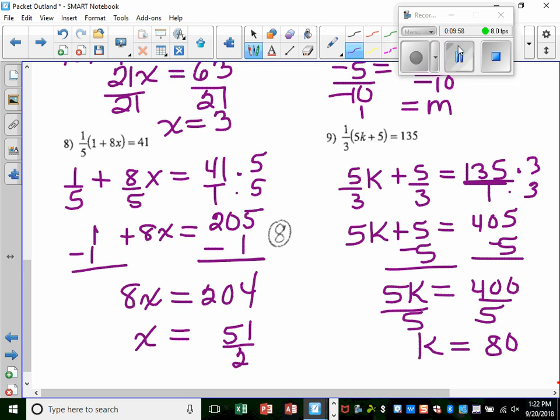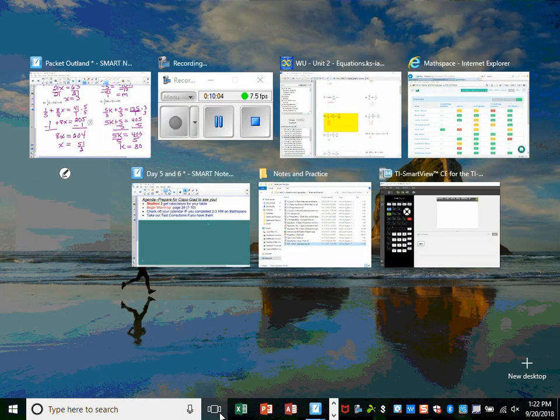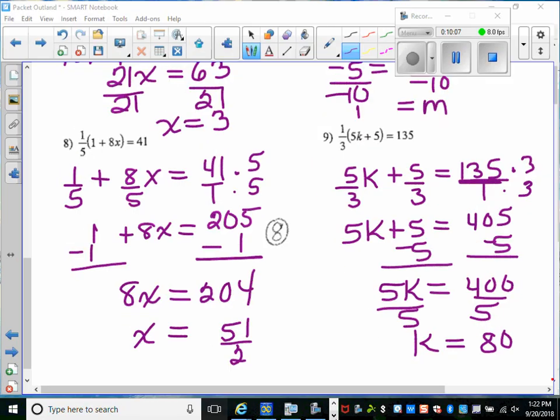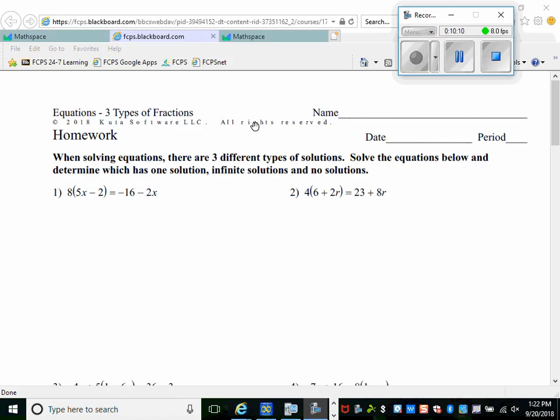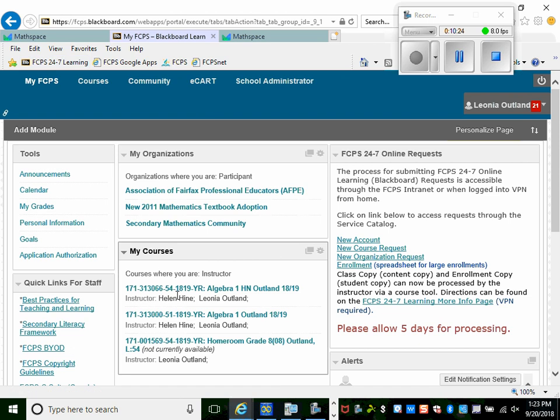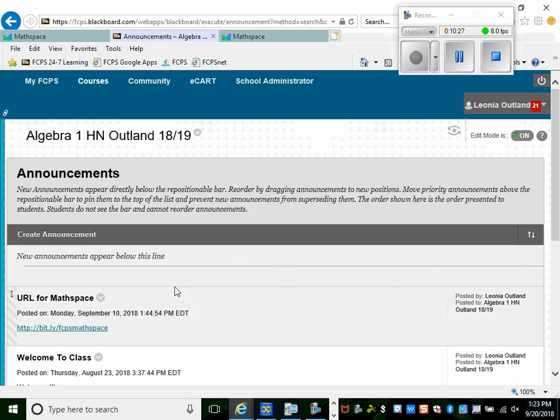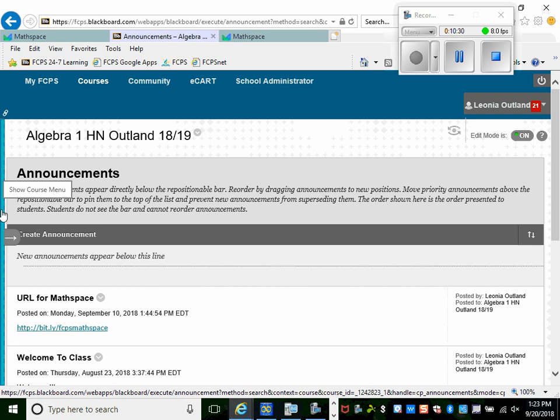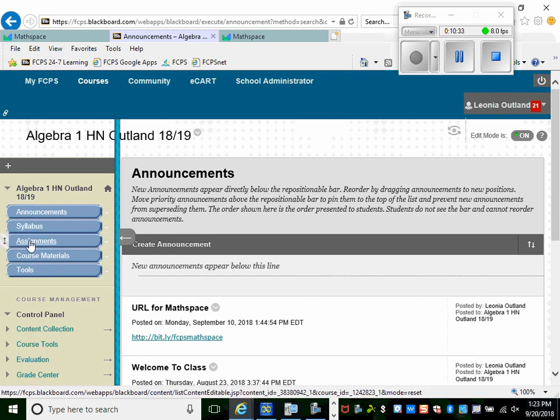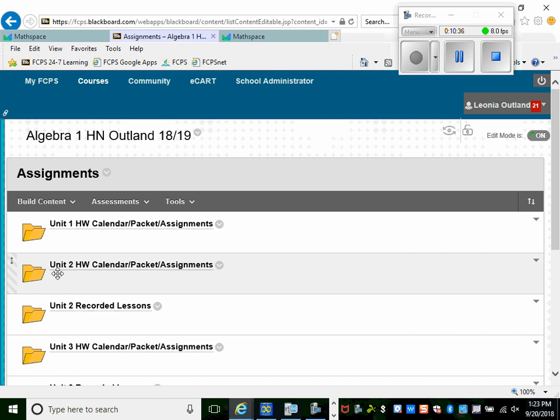Okay. All right. So let me go over what your homework will be. I'm going to go to Blackboard so you can actually see it. Tonight's homework is on Blackboard. So this worksheet is actually on Blackboard. Let me just start from the beginning so you'll know how to get there. So when you go to Blackboard, you're going to click on your class, because I always like to model where it is so there are no questions. So you go to assignments, and then you go to the folder that says Unit 2, Calendar, Packet, and Assignments.